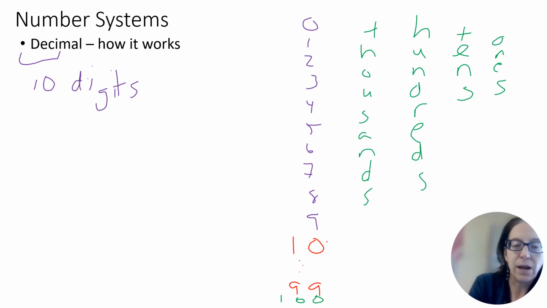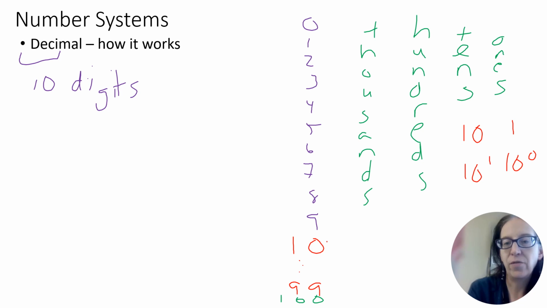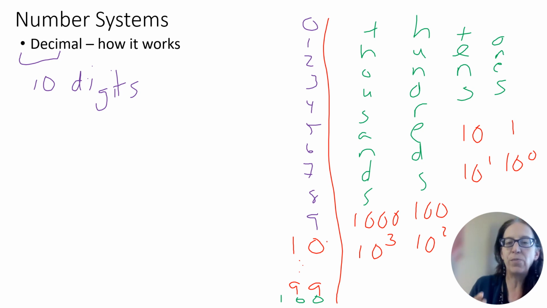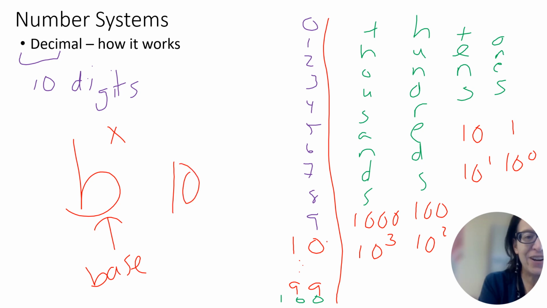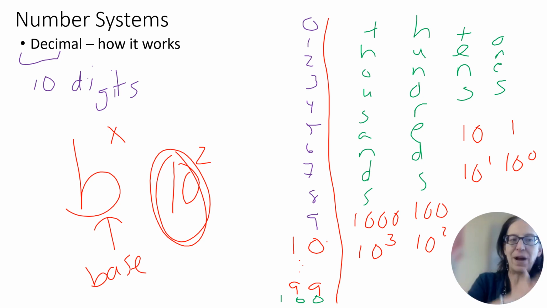Now, the pattern that we want to pay attention to, though, is this. 1 is actually 10 to the 0 power. 10 is 10 to the first power. 100 is 10 squared. 1,000 is 10 to the third, and so forth. That's what we mean when we say base 10. The base of the exponent here is 10. So every place value is going up by a power of 10.